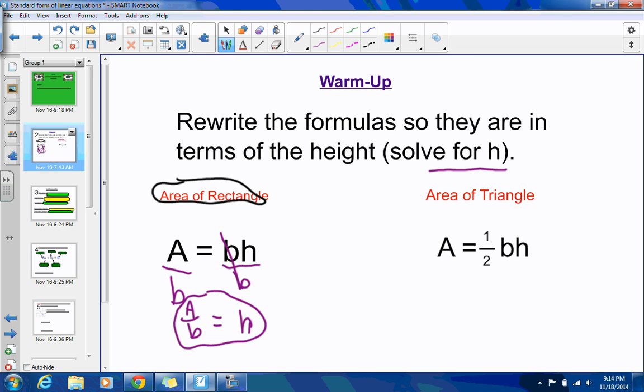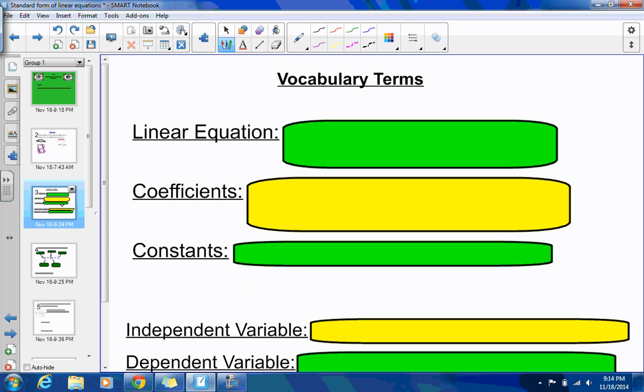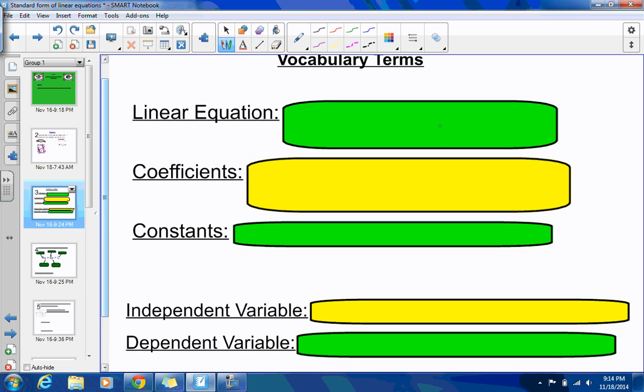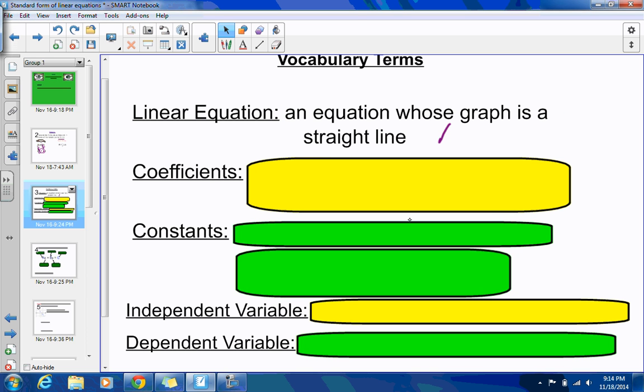Okay, we're going to do similar things to that in this short video. Before we do that, you got to know a few terms, especially the first three. We're going to be looking at a linear equation. A linear equation is simply an equation whose graph is a straight line. So if you look at the word linear, you see the word line in there. That can give you a clue as to what a linear equation is: it's an equation that has a graph, or when you graph it, it is a straight line.